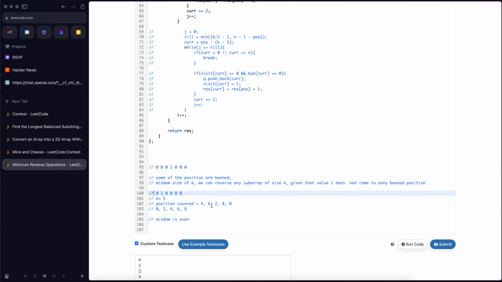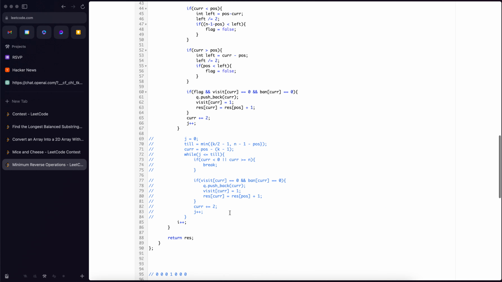Starting from position 4 in the earlier case, you are able to reach either 6, 8, 2 or 0 in one flip. And if any of these was banned, we won't consider that, but otherwise it would be basically BFS. Starting from 4 we can reach here in one flip, then we'll start from 6 and see what all indexes we can reach from there. So that would be 2, and basically this is the shortest path.